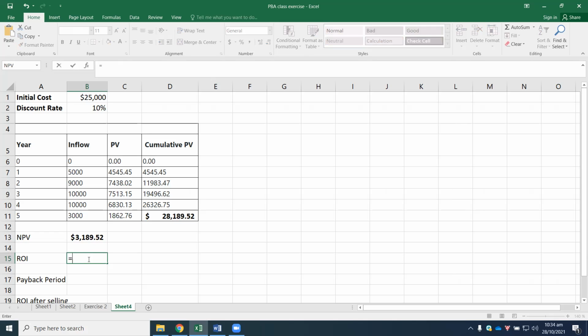So I have double open brackets, 28,189.52 minus the initial costs, and then close the bracket. After that, divide by the initial cost, close the bracket, multiply by 100. So 12.76% would be my return on investment percent. And likewise, if you're just using the net present value figure, 3189.52 divided by 25,000, multiplied by 100, gives you the same value. It does. There you go.